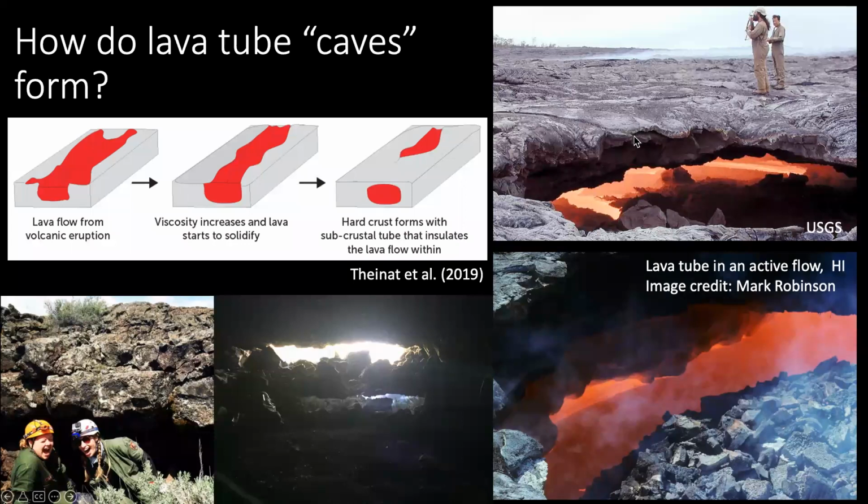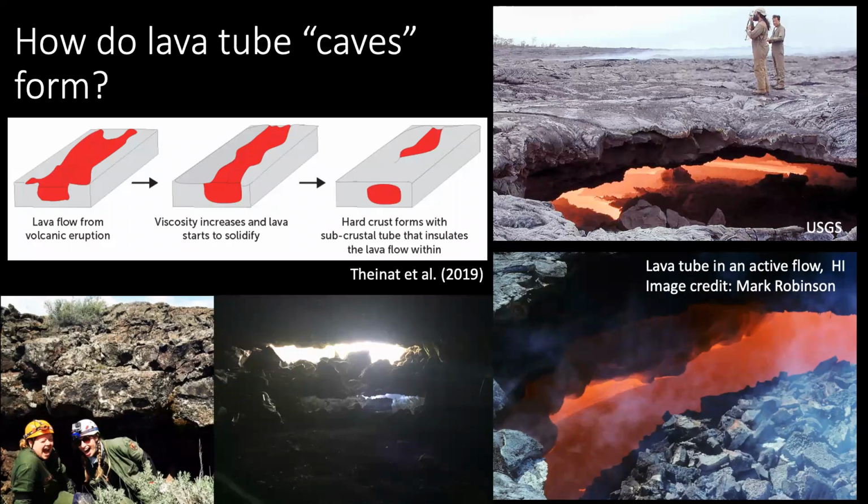And you can actually see in the two images on the right-hand side of this frame, which are both taken in Hawaii, what that looks like. So you have the crust that those guys are very precariously standing on over the active flow that is flowing beneath them. I don't necessarily recommend doing this, but hey, science, right?